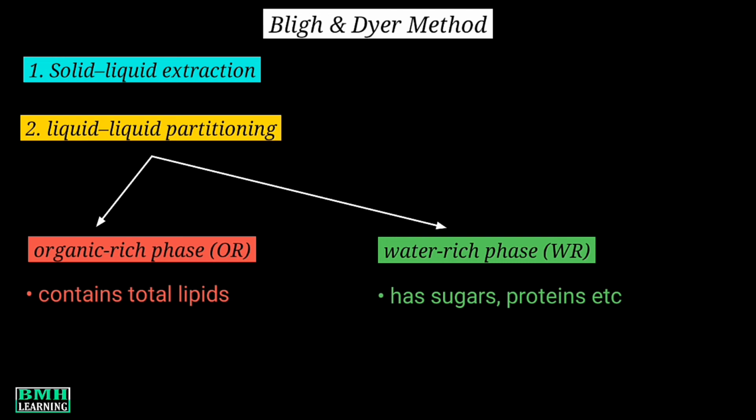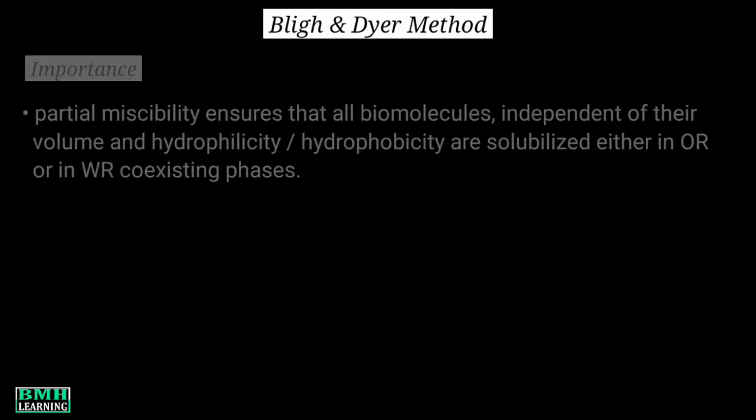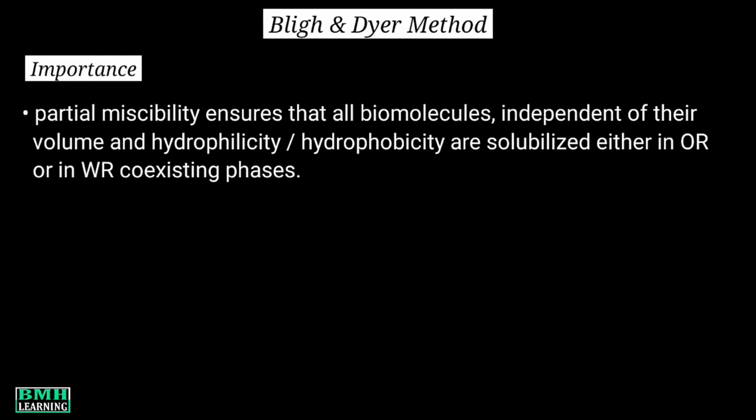like sugars, proteins, etc. Now this is very important. The crucial point in the second step is the partial miscibility of the chloroform in the water rich phase and that of water in the organic rich phase. So how is this property useful to us? The thing is that the partial immiscibility ensures that all biomolecules, independent of their volume and hydrophilicity or hydrophobicity, are solubilized either in the organic rich or in water rich coexisting phases.